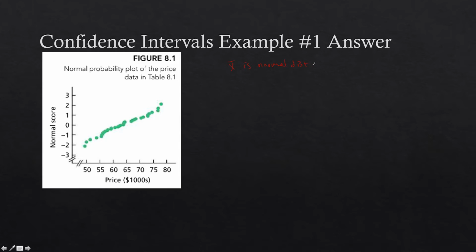Now, when we have things that are labeled as normally distributed, that tells us some things. It tells us that the mean of our sample means is equal to the population mean, okay, which in this case is going to be 63.28.